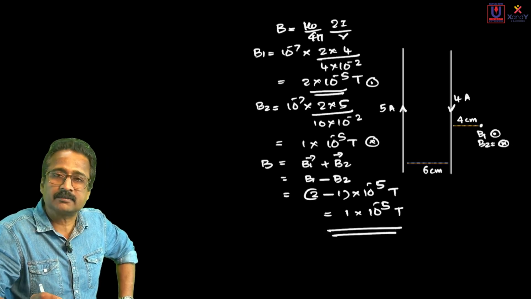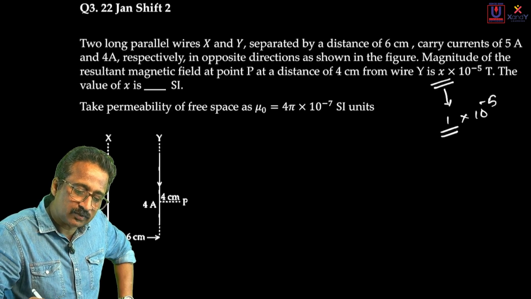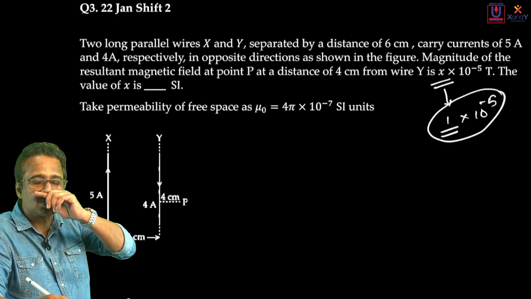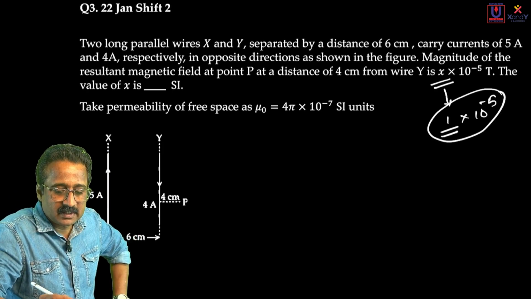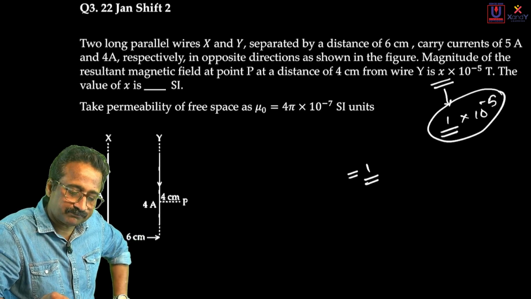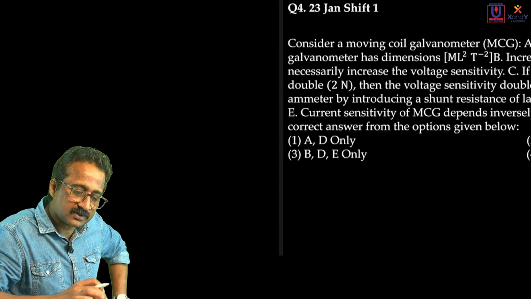Now what do they say? It's said to be x into 10 raised to minus 5 Tesla. So the answer is 1 into 10 raised to minus 5 Tesla. Actually, x is equal to 1. That is the numerical value of x in the question. Okay, let's go to the next question now.